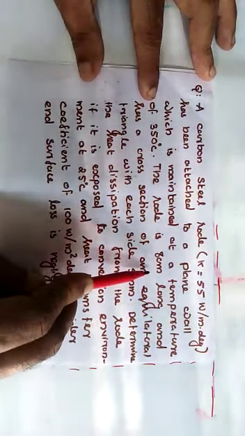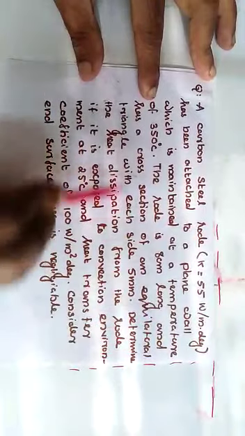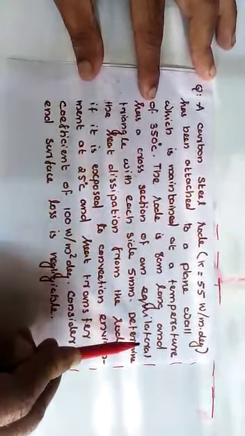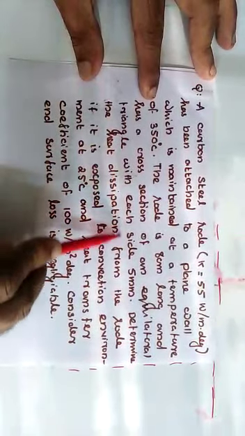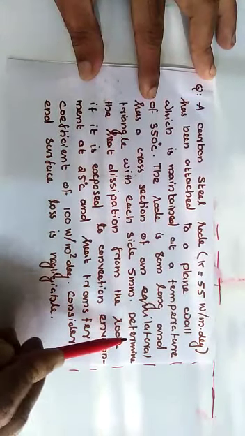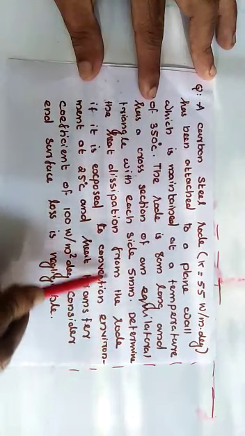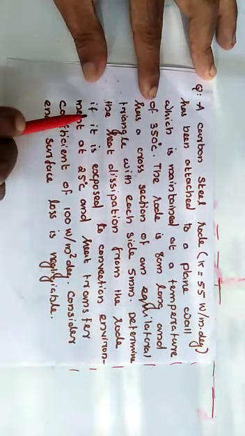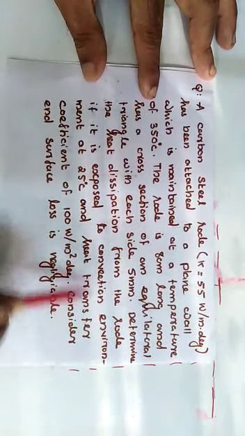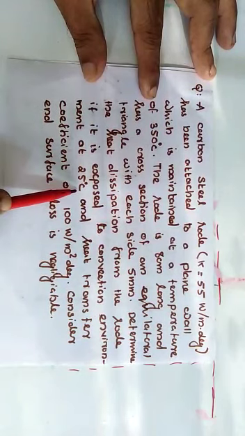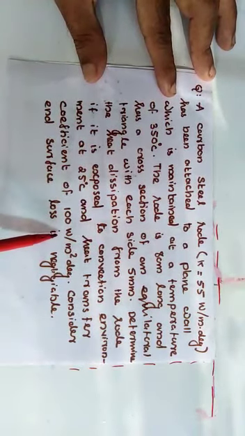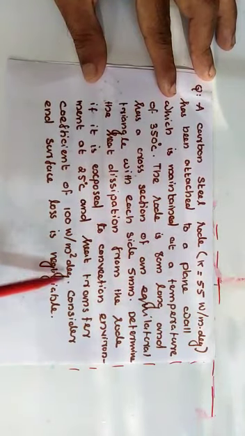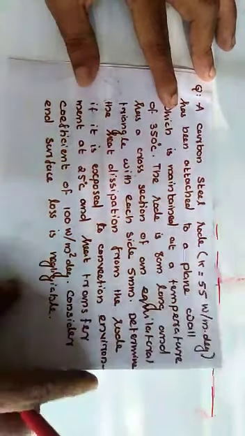The rod is 8 centimeter long and has a cross section of an equilateral triangle with each side of 5 mm. Determine the heat dissipation from the rod if it is exposed to convection environment at 25 degrees Celsius and heat transfer coefficient of 100 watt per meter square degree. Consider the end surface loss is negligible.